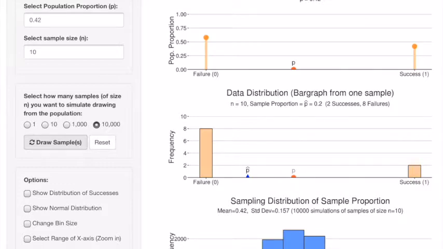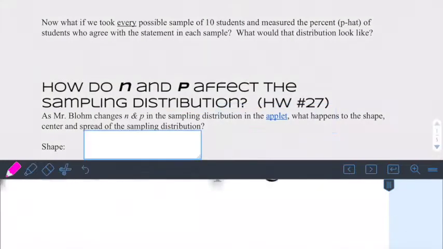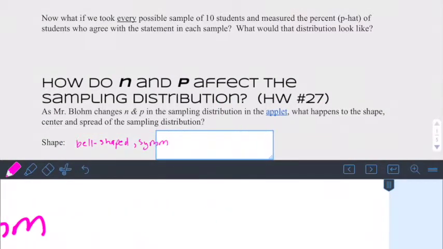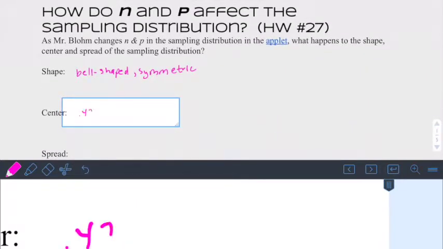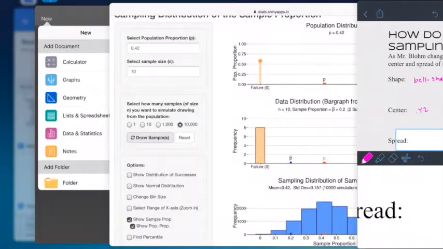But we see that nice shape that we've got going on here, bell-shaped, and a center around 0.42, which is the population proportion, that orange. So that blue was our last sample, that last p-hat, which was 2 out of 10. So the shape was bell-shaped, symmetric. The center was about 0.42, and the spread, we didn't look that closely, but it was from 0 to 1, essentially.